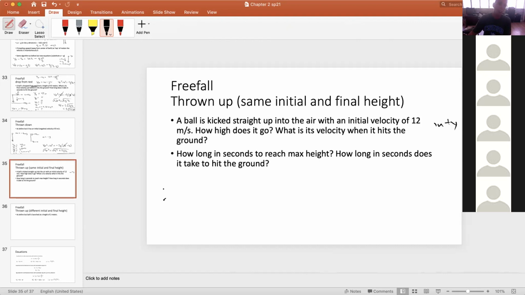So now we're going straight up and it's going to come back down. And we need to talk about this a little bit because there's a few things we can do. Let's just talk about going up to maximum height.